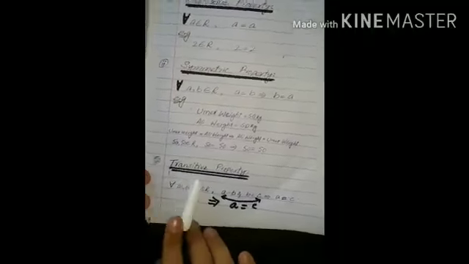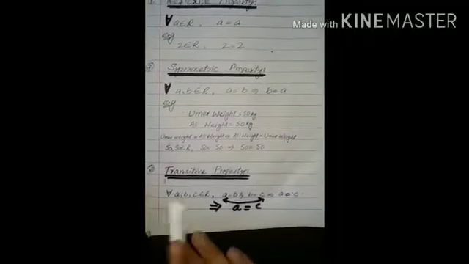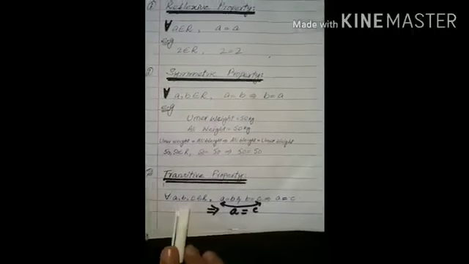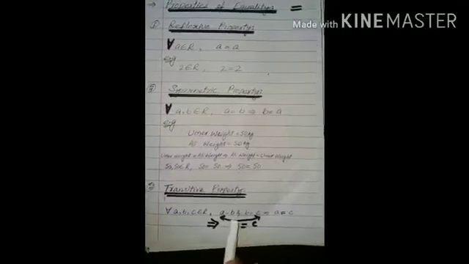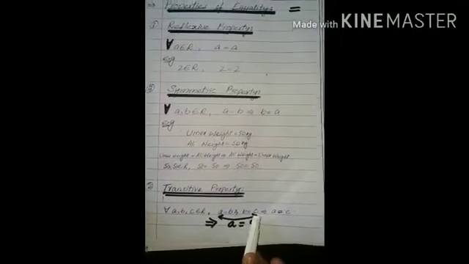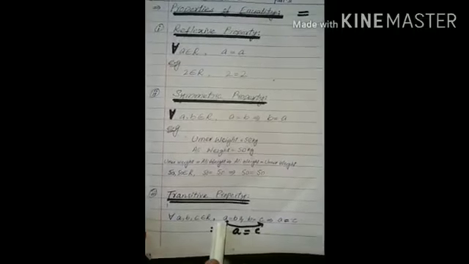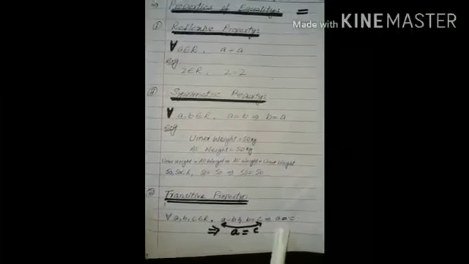Now the third property is the transitive property. It says for all a, b, c belonging to R, where a, b, c are any three real numbers, if a is equal to b and b is equal to c, then I can also say that a is equal to c. Here you can see this.